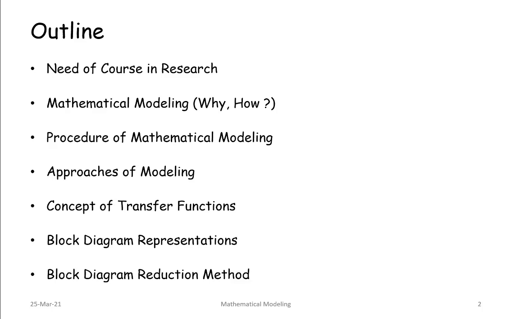Basically, the first step in the mathematical model is observation. Once you have an observation, you can decide what kind of observation it is. First is a behavioral observation. Behavioral observation means you are going to check how that thing is going to change.